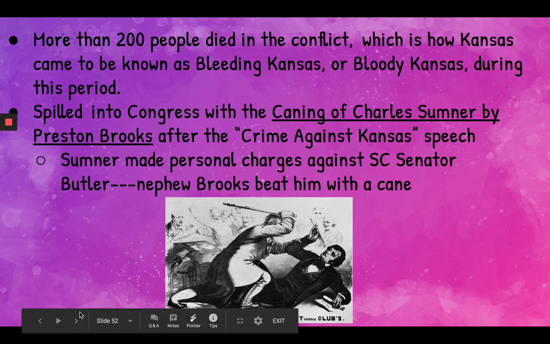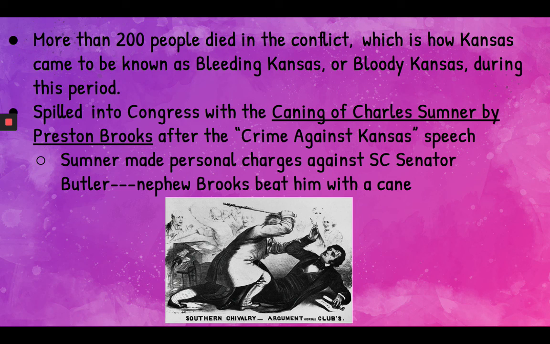This is not a question on your review guide. However, it's just good to be reminded of the event of the caning of Charles Sumner by Preston Brooks. I think this event just shows how passionate people were. Like, these men may not have even been slave owners. Slavery doesn't mean anything to them economically, but it did to their states and it did to their friends and neighbors, and people got very hot and heavy over the issue of whether or not they agreed or disagreed with slavery.